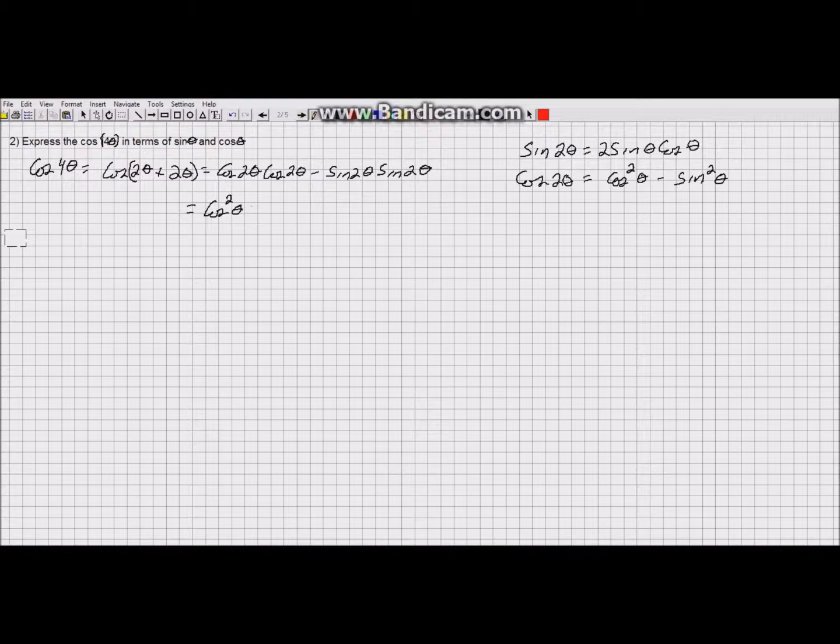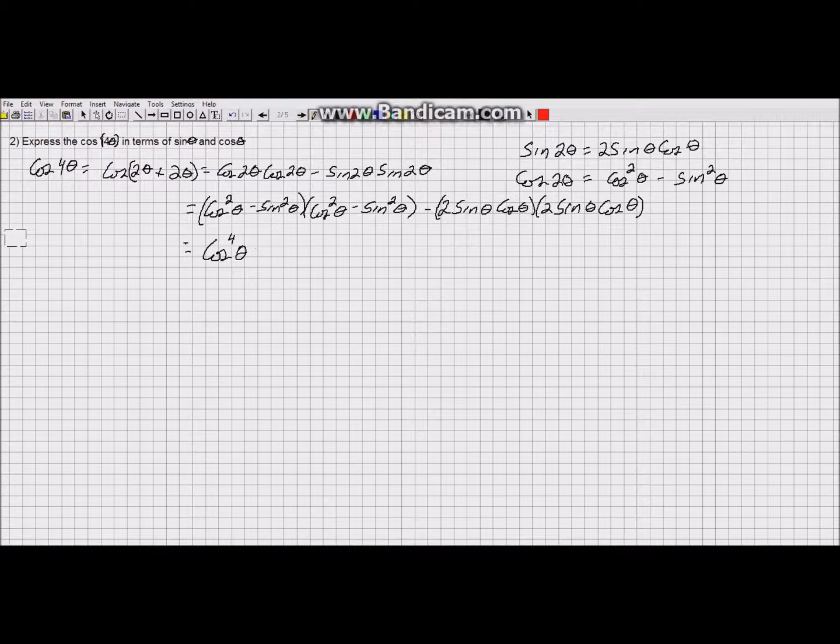I can replace the cosine 2 theta with cosine squared theta minus sine squared theta. I can replace the second cosine 2 theta with, again, cosine squared theta minus sine squared theta minus, and now I can replace the sine of 2 theta with 2 sine theta cosine theta, and I can replace the other sine 2 theta with 2 sine theta cosine theta. At this point I can stop, but I can also multiply and combine like terms.